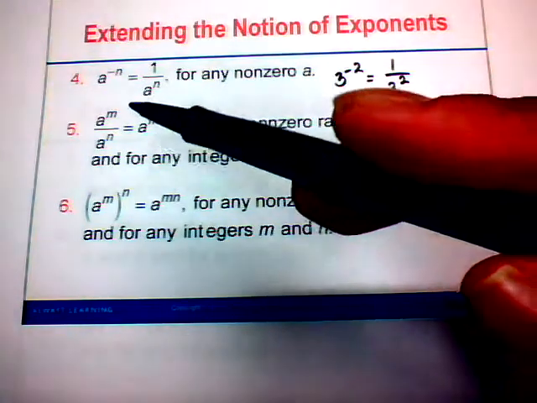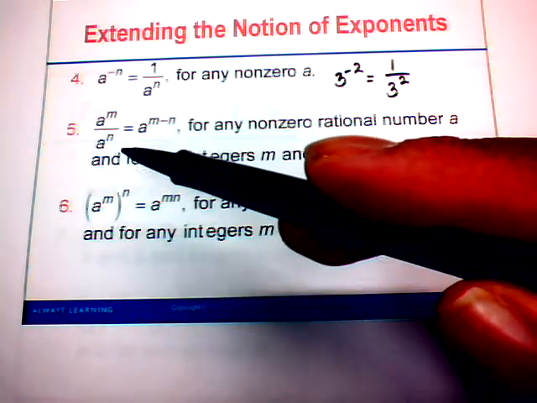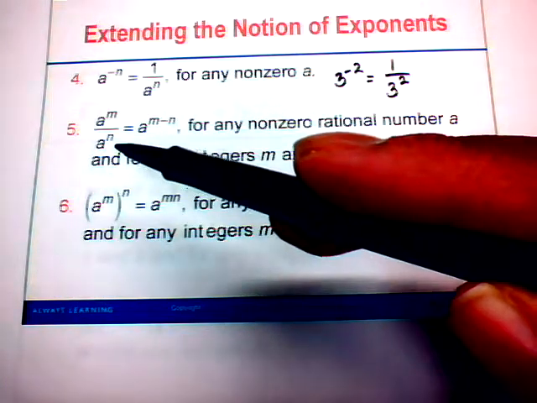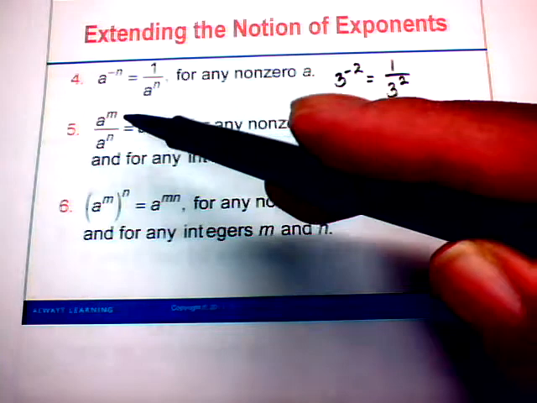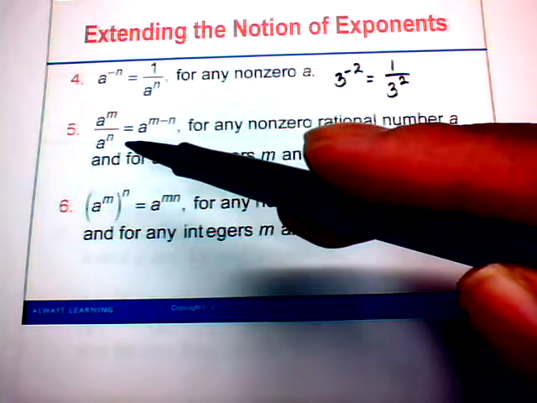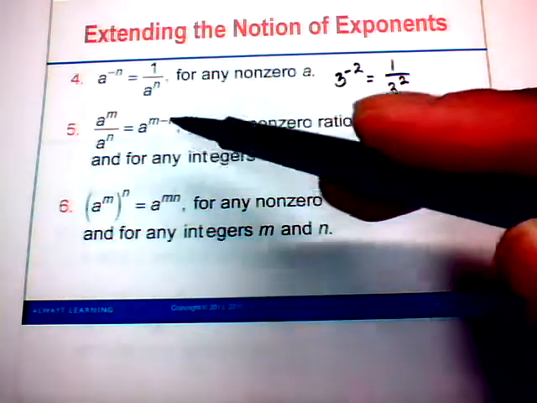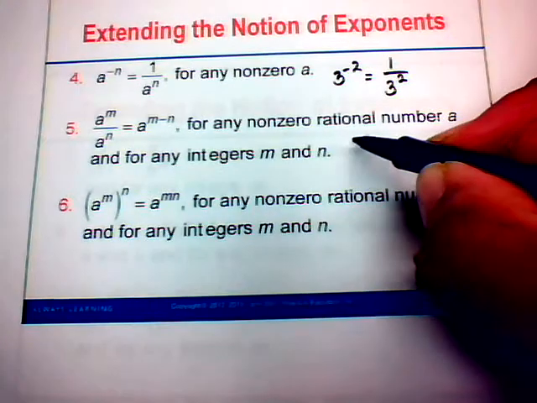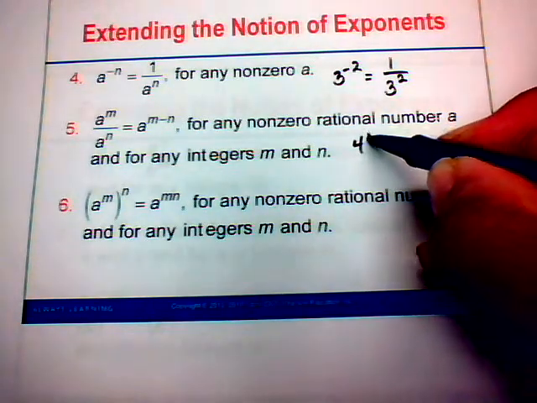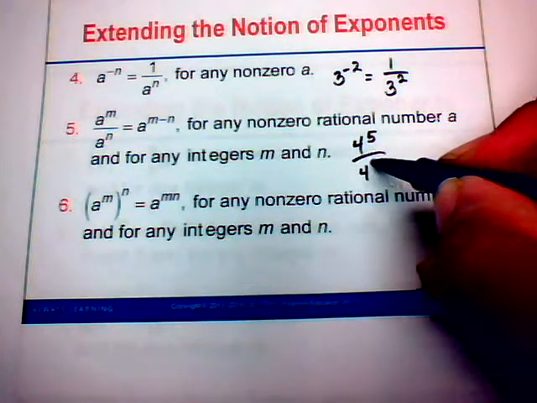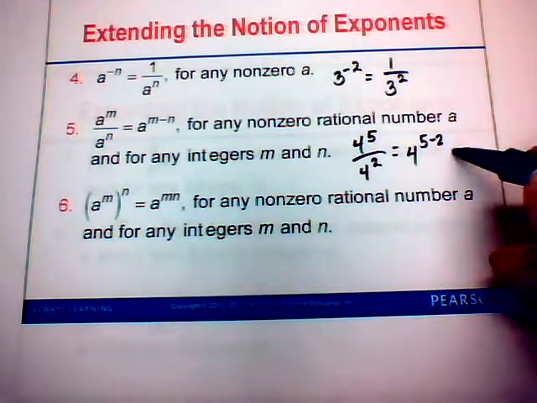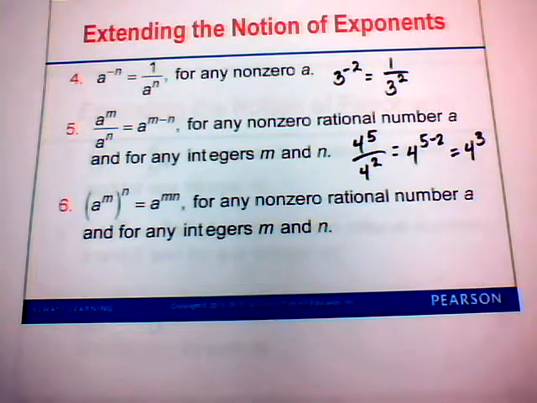And then a to the m divided by a to the n. This is the quotient rule, where if you divide powers to the same base, you bring over the base, but you're going to subtract your exponents. m minus n. a to the m minus n is what that will end up being. So 4 to the 5th divided by 4 to the 2nd, that's 4 to the 5 minus 2, or 4 to the 3rd.